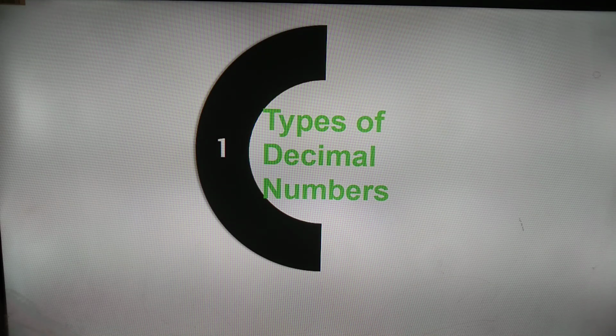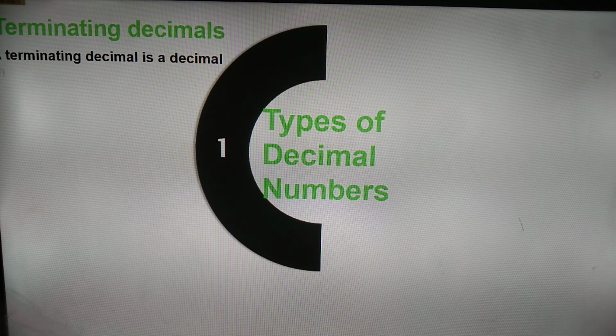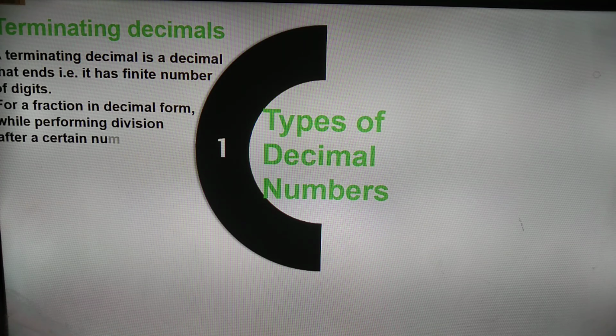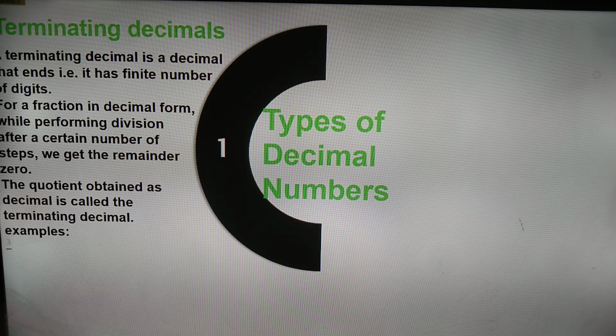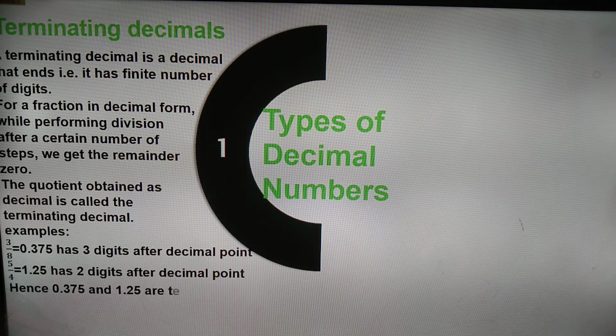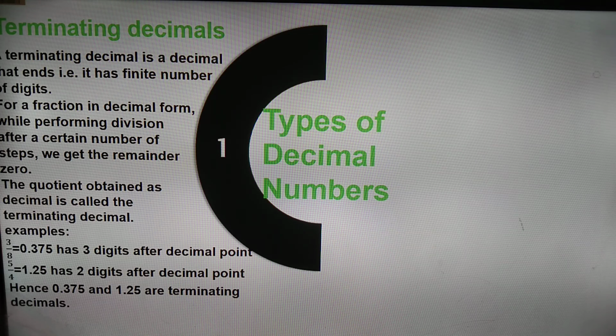Now let us see the types of decimal numbers. We have two types of decimal numbers. The first one is the terminating decimal. A terminating decimal is a decimal that ends, that is, it has a finite number of digits. For a fraction in decimal form, while performing division, after a certain number of steps we get the remainder 0. The quotient obtained as a decimal is called the terminating decimal.